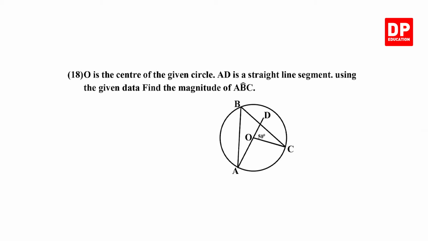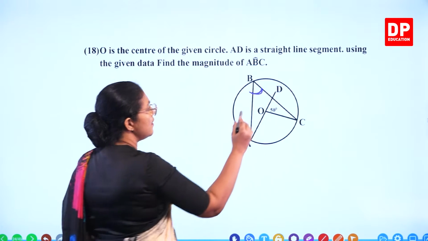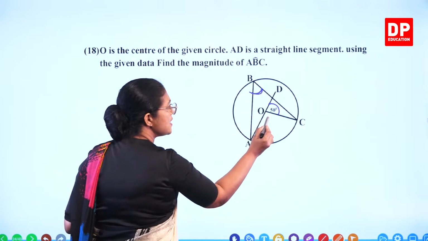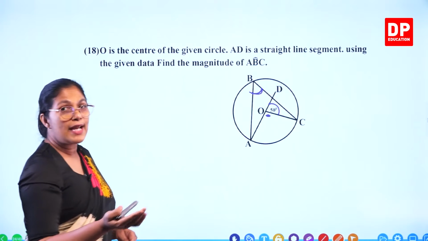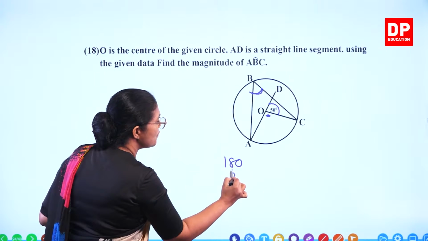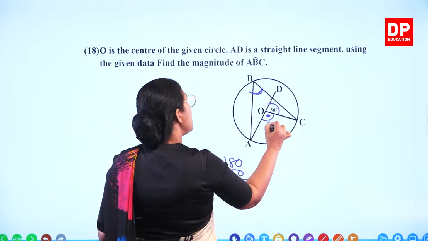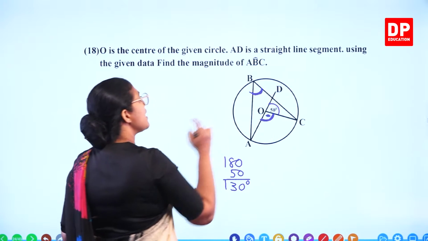Question number 18. O is the center of this given circle. AD is a straight line segment. Using the given data, find the magnitude of ABC. This angle. How can we find out this angle? We know this is 50. What is this angle? AD is a straight line. 180 minus 50. You get 130 here.